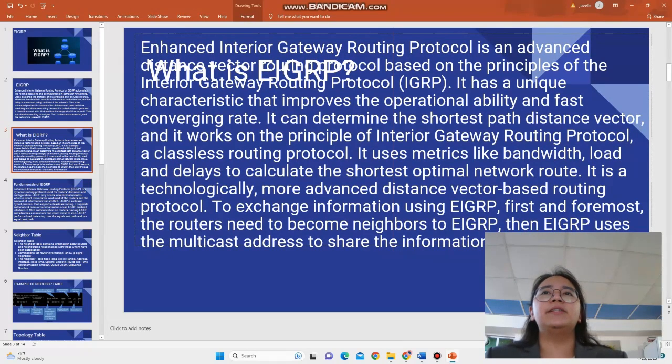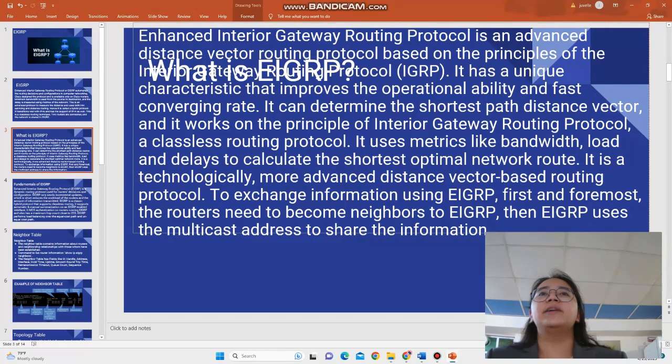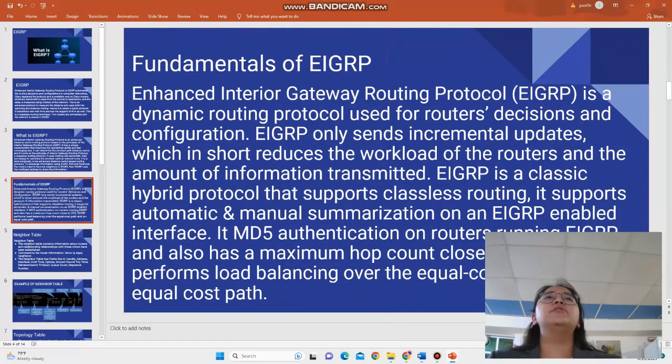To exchange information using EIGRP, first and foremost, the routers need to become neighbors. Then EIGRP uses a multicast address to share the information. So, the fundamentals of EIGRP: EIGRP is a dynamic routing protocol used for routing decisions and configuration.